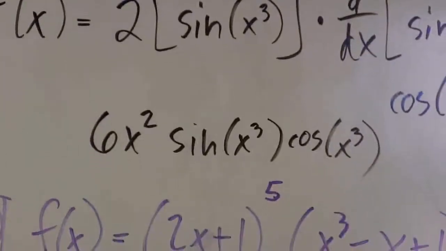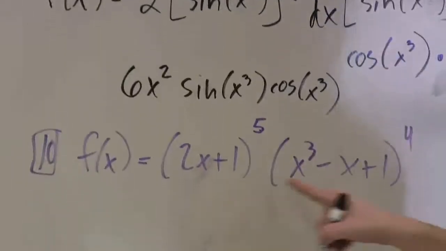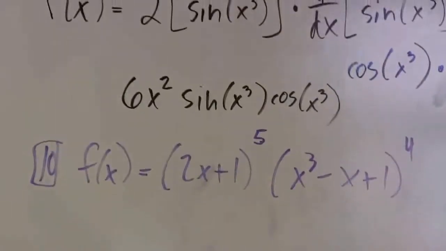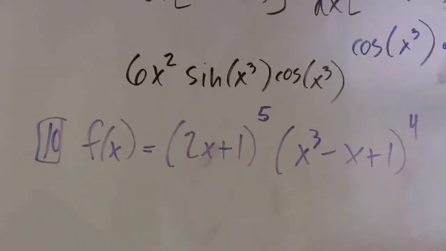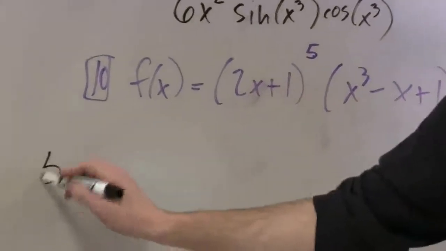Okay, last problem. Now it's like a product rule. I need to do the product rule. So it's going to be the derivative of the first, and then I have to do the chain rule inside each of those. So the derivative of the first is 5.